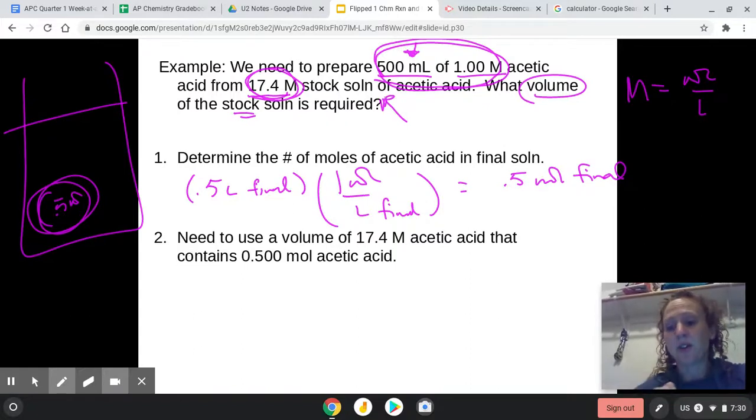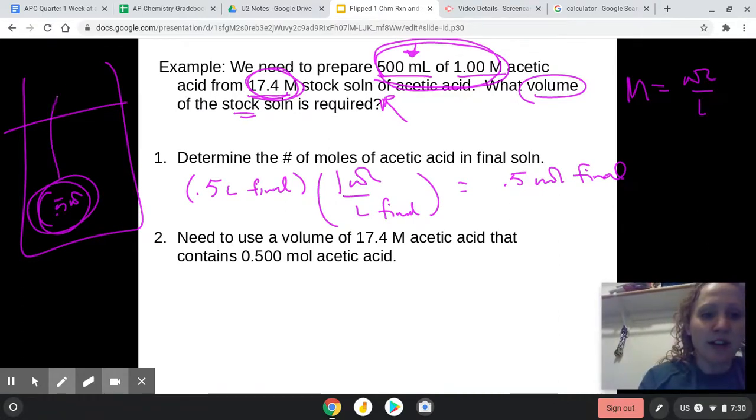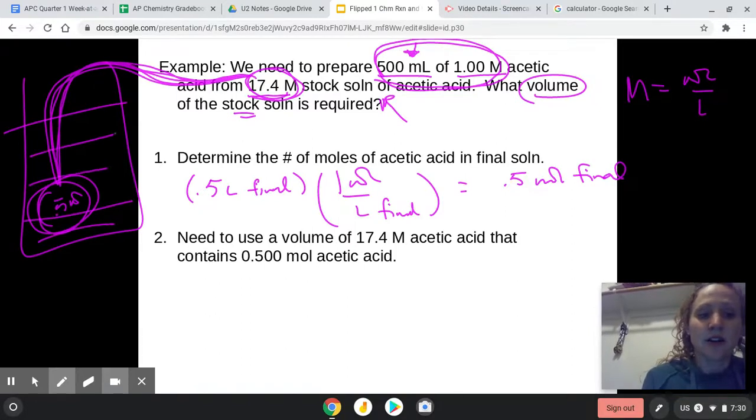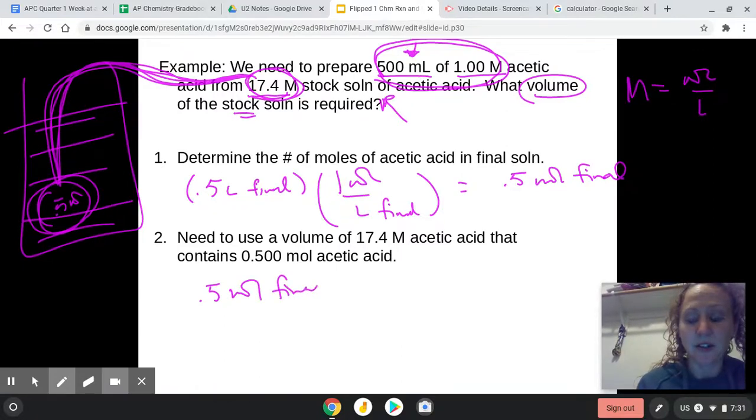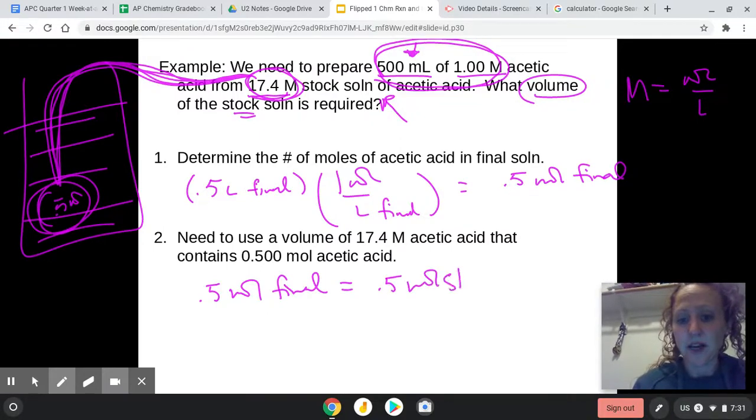So I'm going to now work from the volume of my final solution, from my moles of the final solution to moles of the stock solution. So this 0.5 moles comes from the 17.4 molar stock solution, and then we just add water until we get to that desired volume. So now, the 0.5 moles in my final solution is going to be the same 0.5 moles that I took from the stock solution.